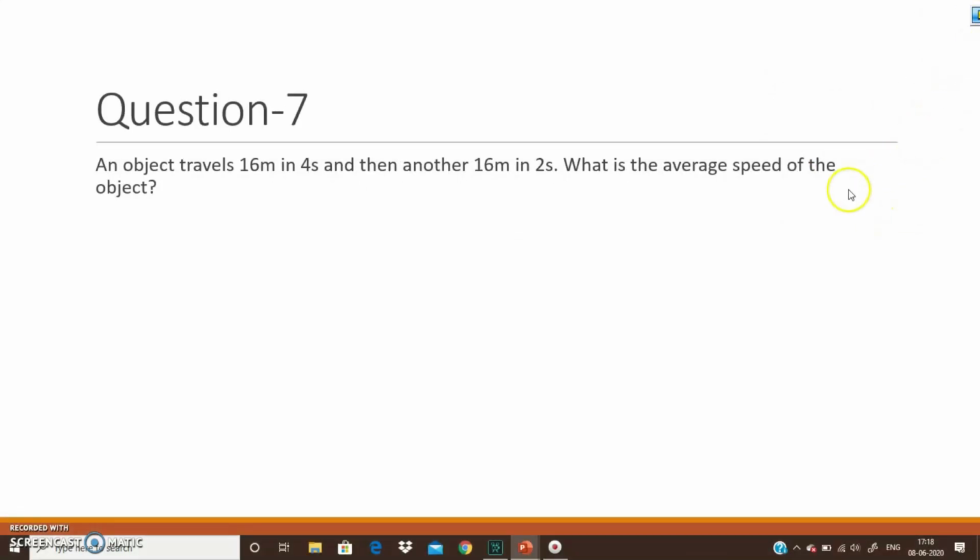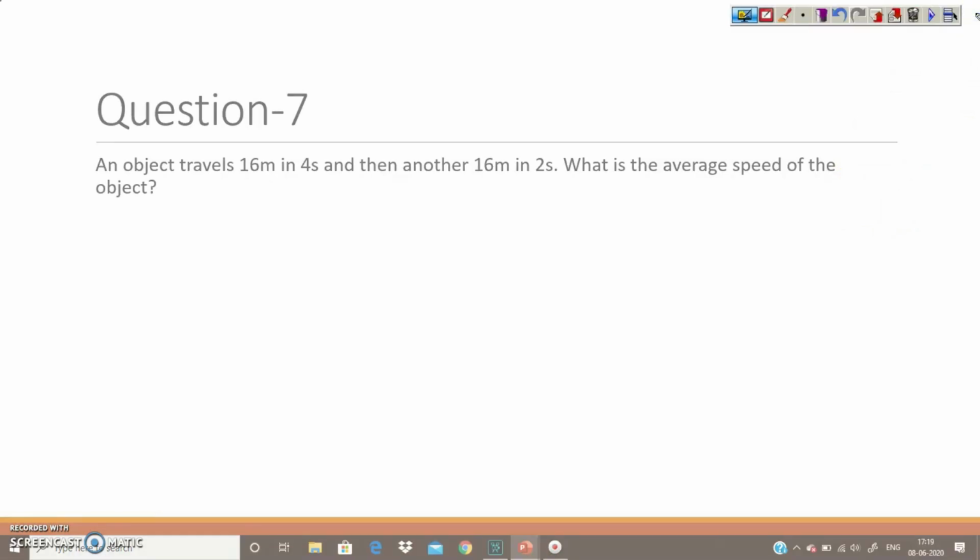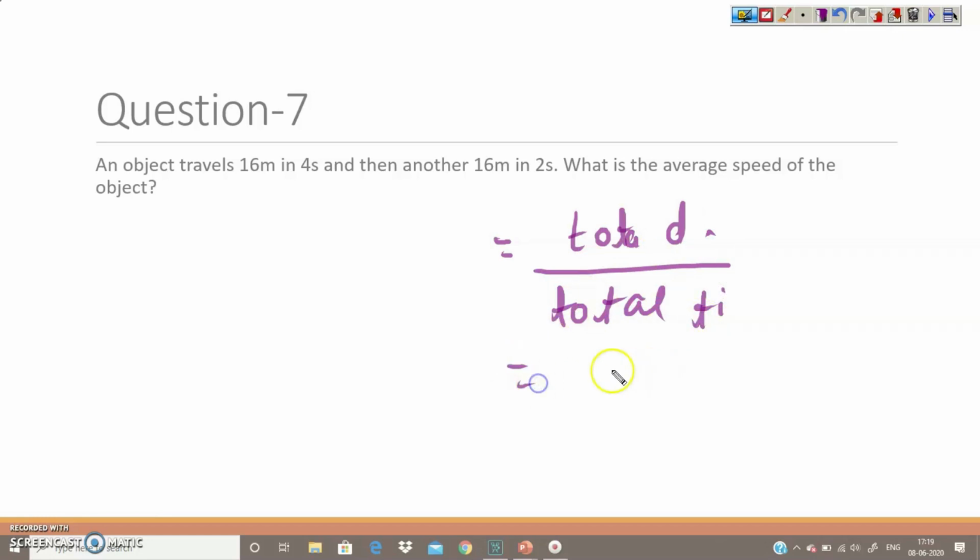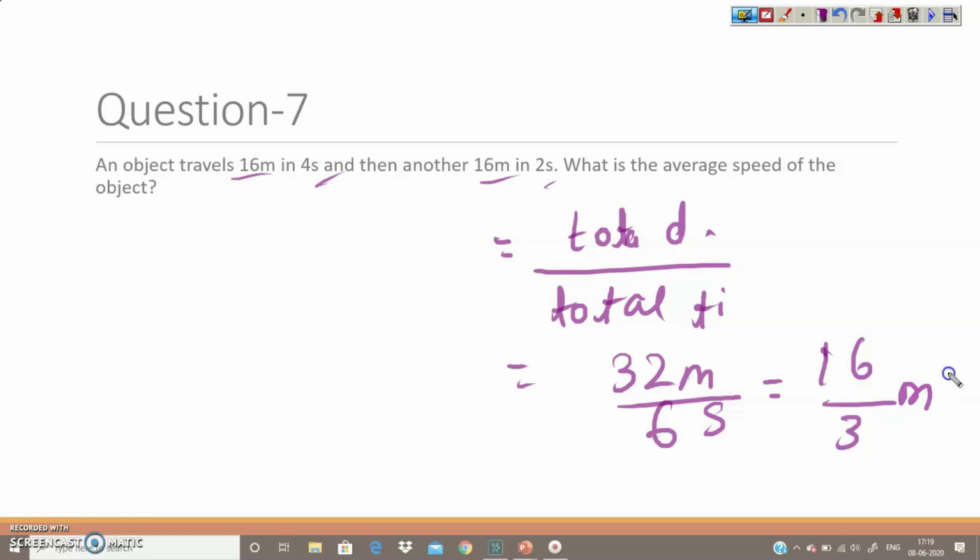Again, the same kind of question. Let me read it for you. An object travels 16 meters in 4 seconds. No, I'm sorry, that's not the same as the previous one. And then another 16 meters in 2 seconds. What is the average speed? This is so easy. Average speed is total distance over total time. Total distance is 16 plus 16. How much? 32. Time is 4 plus 2. How much? 6. And when you divide, you'll get 32 over 6, which is 16 over 3 meters per second.